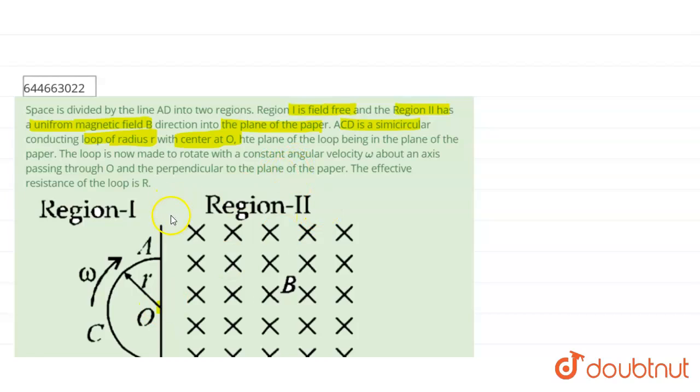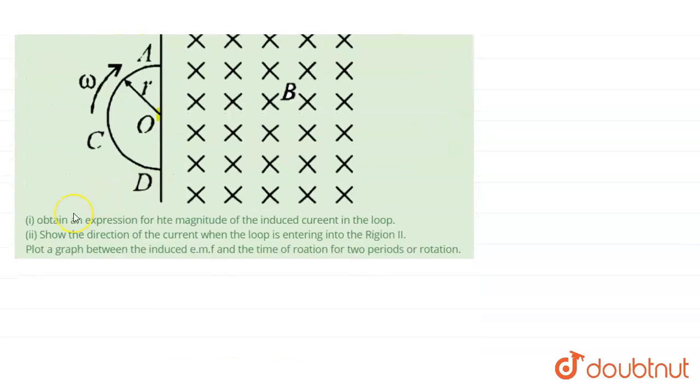The loop is now made to rotate with a constant angular velocity omega about an axis passing through O, and that axis is perpendicular to the plane of the paper. The effective resistance of the loop is R. Our question has two parts. First, obtain an expression for the magnitude of induced current in the loop. Second, show the direction of the current when the loop is entering region 1, and plot a graph between induced e.m.f. and the time of rotation for 2 periods of rotation.